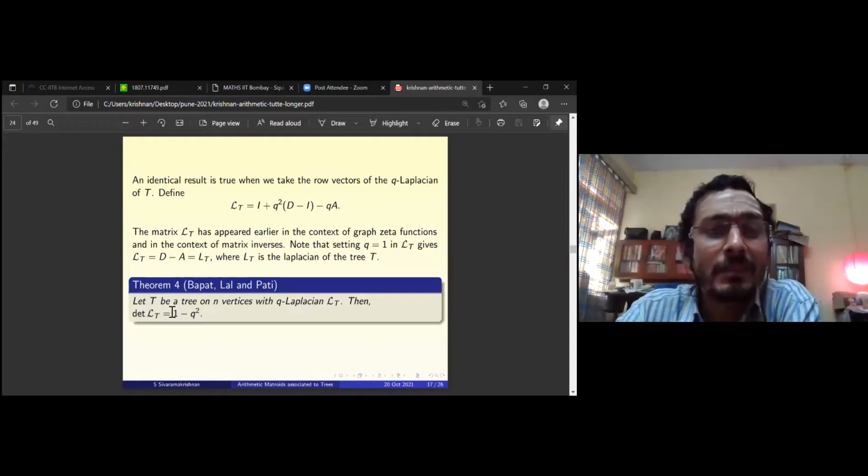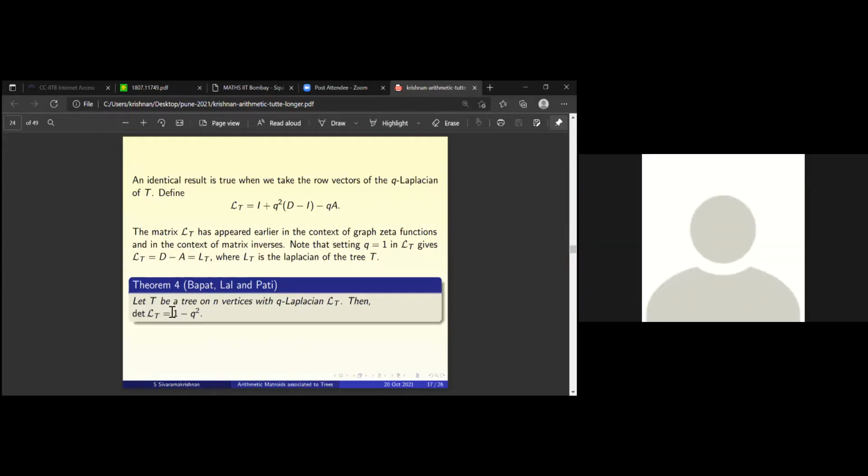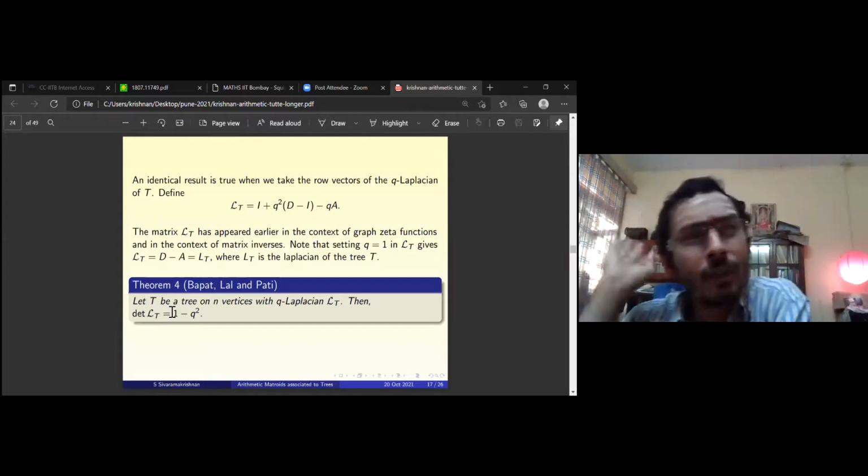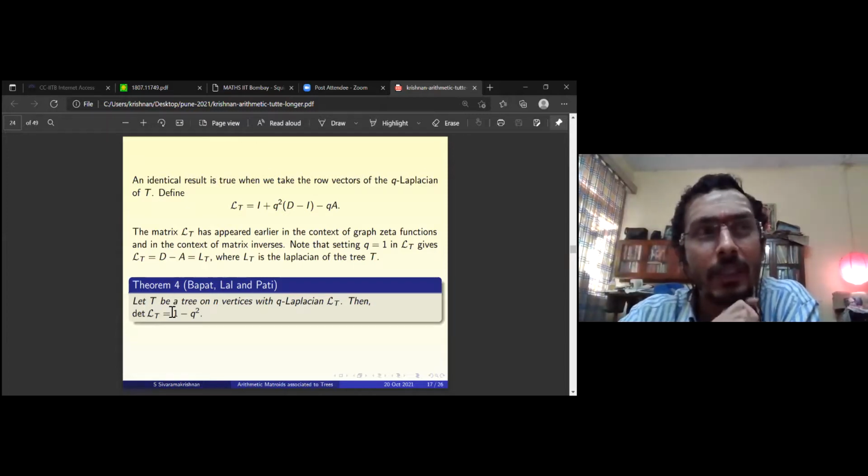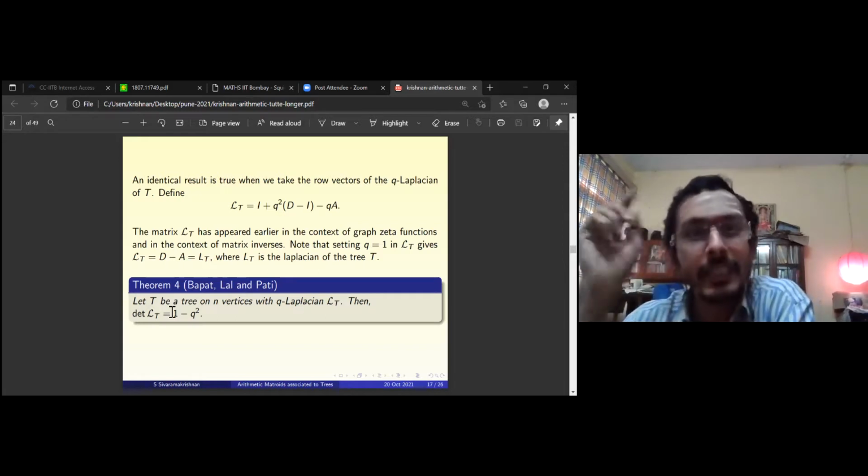Sure. You're calling this Q Laplacian. Now this is not the same way that you said Q polynomial or whatever earlier, where 1 was replaced by 1 and 2 was replaced by 1 plus Q. Oh, no. That is the Q analog of the distance matrix. This is the Q Laplacian. That is a Q analog of the distance matrix.